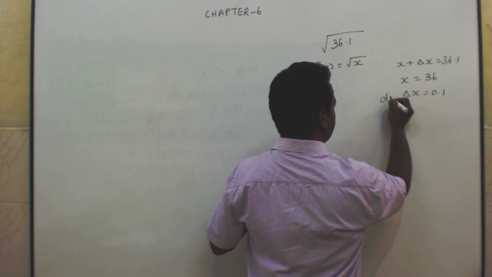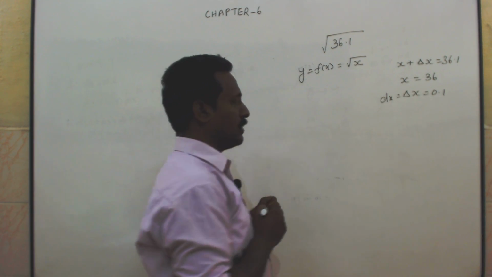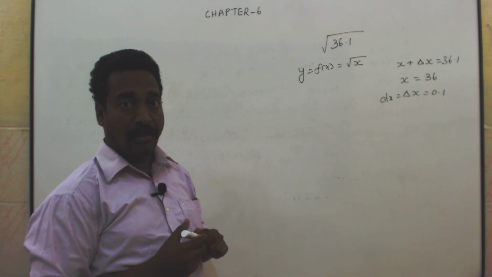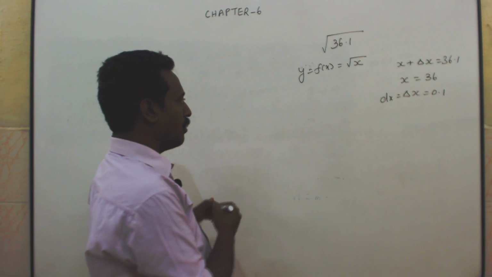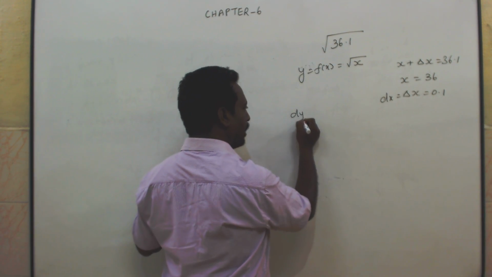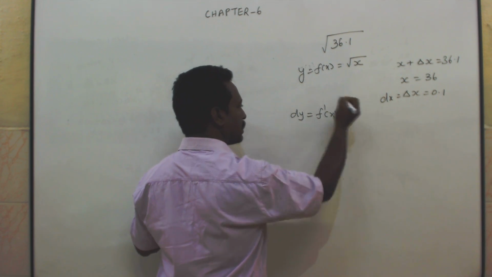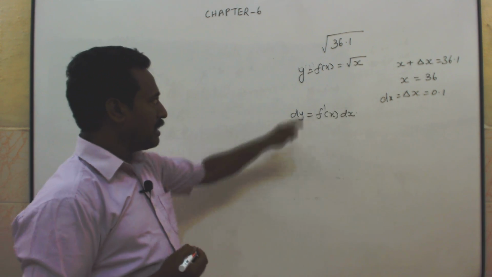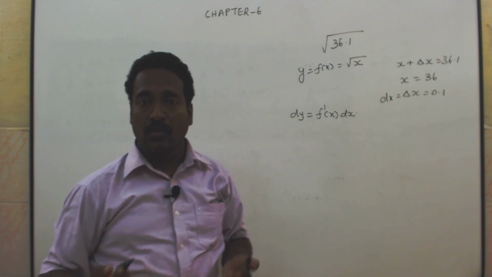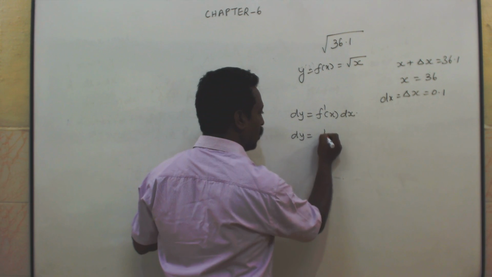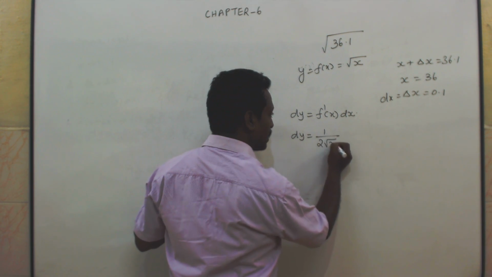dx is approximately equal to delta x, equal to 0.1. After calculating dx, we have to find out dy. What is the formula to find dy? dy equals f dash of x into dx. What is f dash of x? The differentiation of square root of x is equal to 1 by 2 root x dx.